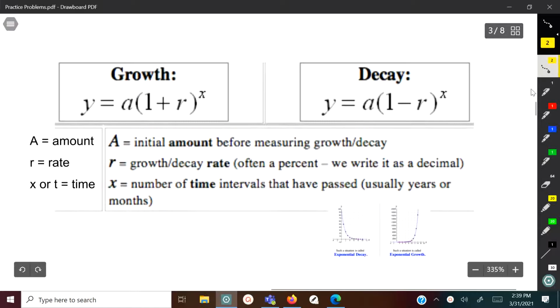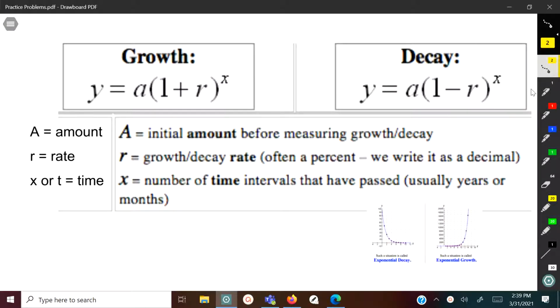Now here are some key components in a growth or decay problem. You've got A, the initial amount before measuring the growth or decay, where you start. Then you've got the growth or decay rate. It's often in a percent, and you have to change it to a decimal. X is the number of time intervals that have passed, usually in years or months. It can also be represented as T, so I wrote that out here. On each problem, I'm going to show you the growth formula and this over here, so you can figure out what you need to do, get each component, plug it into the formula, and solve it. So let's take a look at our first problem here.